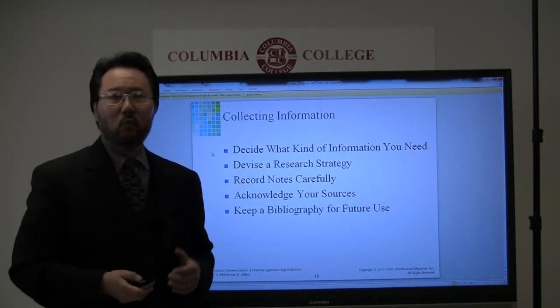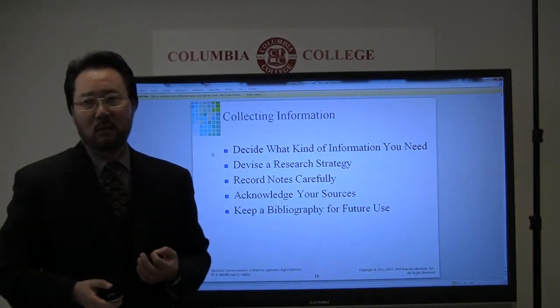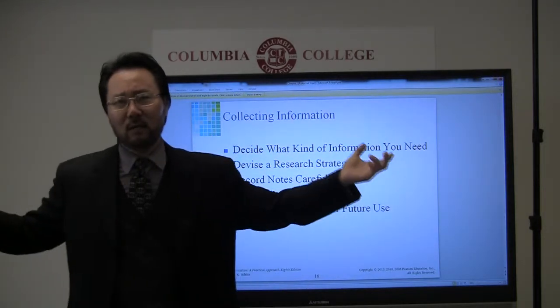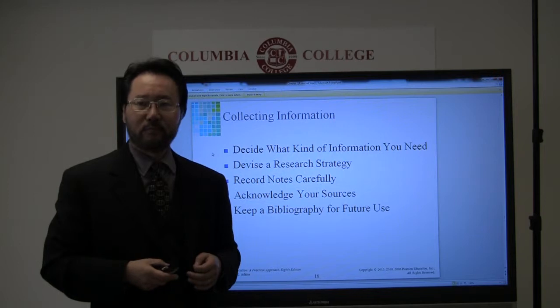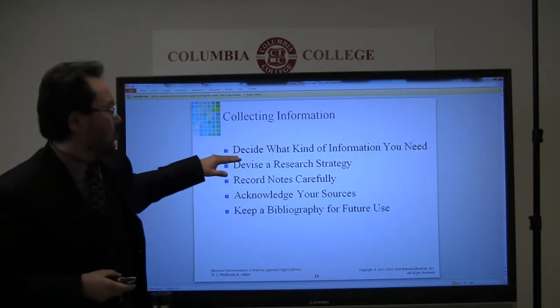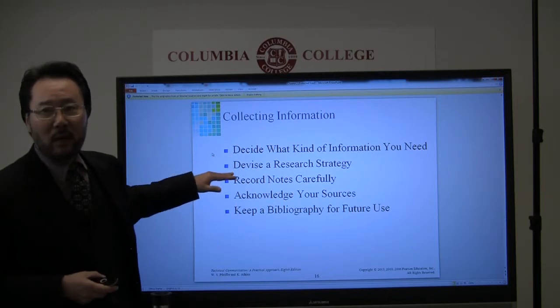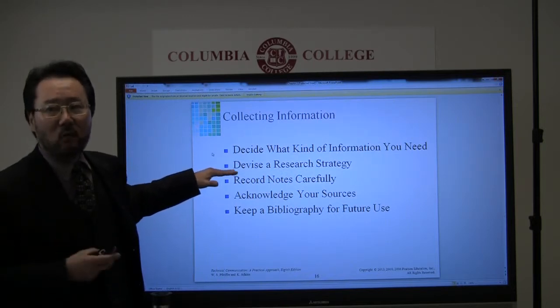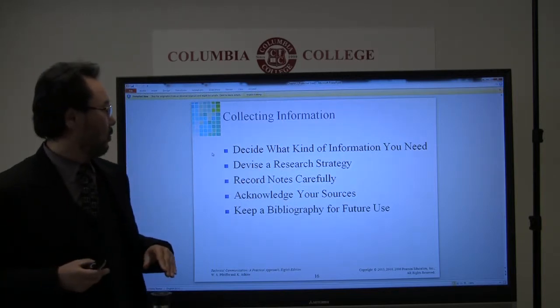Okay, then once you define your purpose and your audience, the next thing you want to do is collect all the information from any kind of sources you can find. First you want to decide what kind of information you need. After you decide what information you need, then you want to decide what devices you are going to use to research the information.